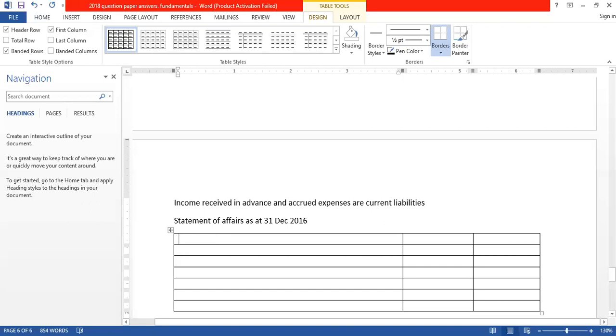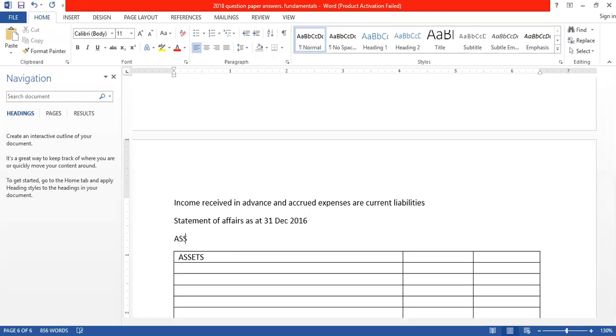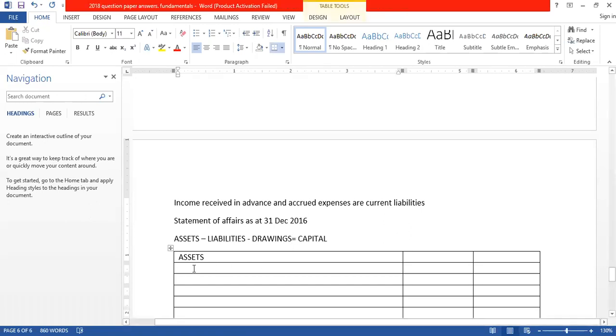Okay, so statement of affairs, you first start with your assets. Statement of affairs is actually just assets minus liabilities equals to capital. So assets minus liabilities will give you your capital. But in cases where, let me say, in 2016 you had drawings, then you also need to subtract your drawings. And then you get your capital. So we are starting off with our assets first.